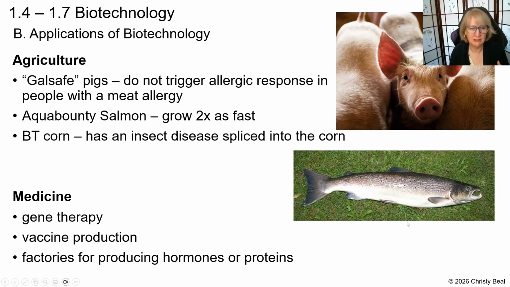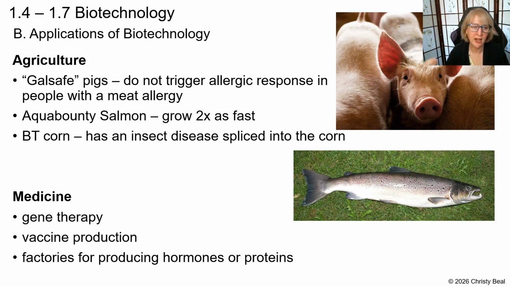These are AquaBounty salmon. They grow twice as fast as regular salmon, producing not as much waste, so they're less environmentally damaging, but still producing salmon. Bt corn is something we'll talk about in class too. This is Bacillus thuringiensis.